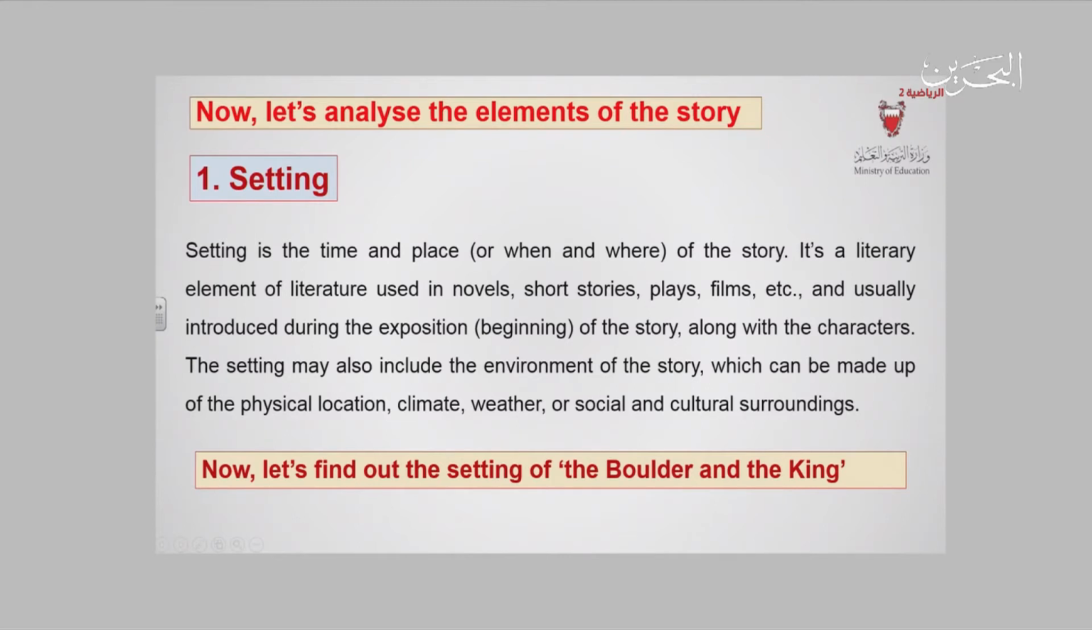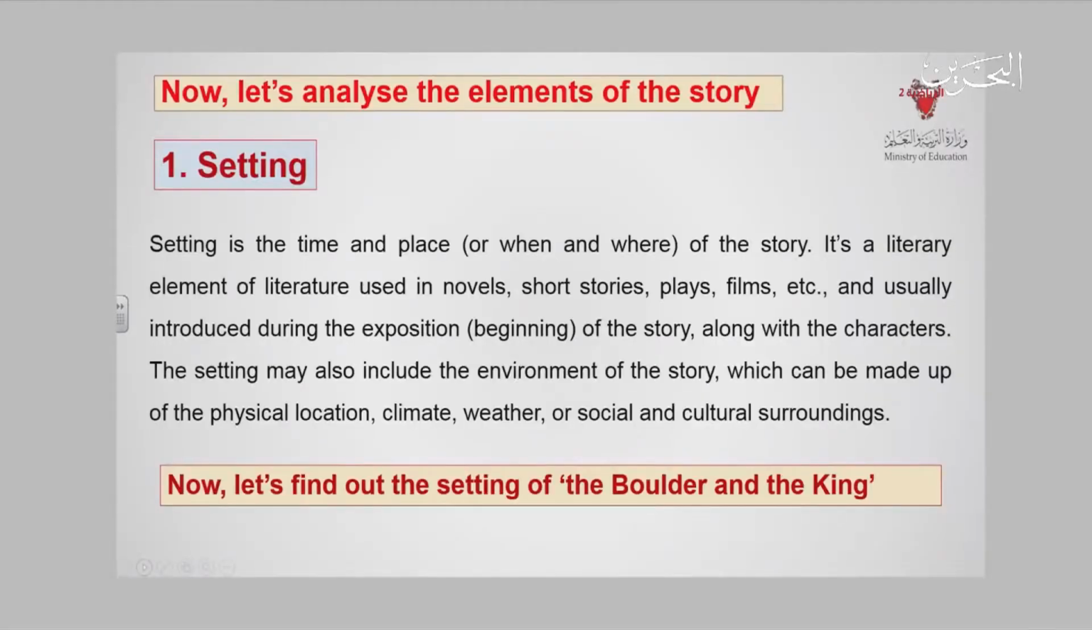Now, let's analyze the elements of the story together. So, the first element that we're going to talk about is the setting. When we say the setting, we mainly refer to the time and the place. For every story or event or film that you're watching, there is a setting. Usually, the setting comes in the beginning of the story. But for certain books or novels, the sequence of the setting changes along with the time. So the reader has to be very careful to follow the sequence of the time because the author might change it. But in short stories, it's usually mentioned in the beginning.